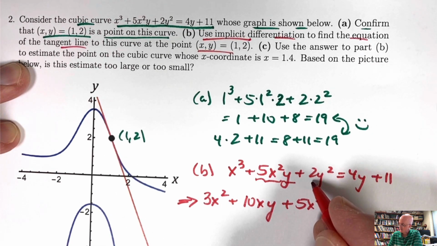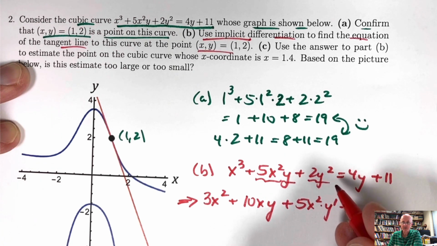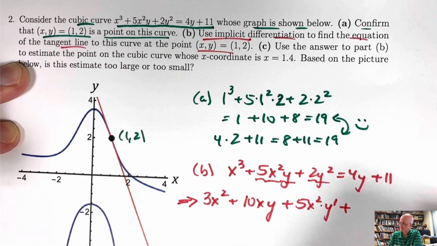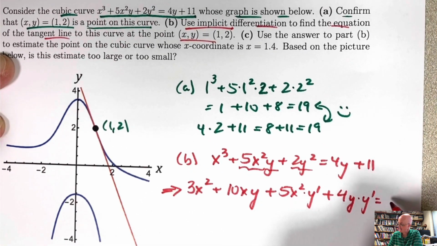And then with this one, we need the chain rule. 2y squared. The inside function is y itself. You could replace it with f of x if that's less confusing. The outside function is 2 times something squared. So take the derivative of the outside function. 2 times something squared would be 4 times that something, but replace the something with the inside function, which is y. You could write it as f of x, times the derivative of that inside function, dy dx, or just y prime. On the right side, differentiate that with respect to x, you get 4y prime plus 0.